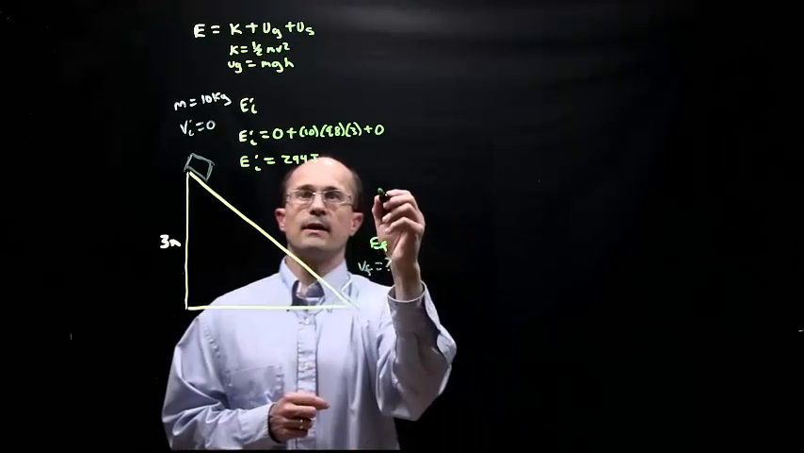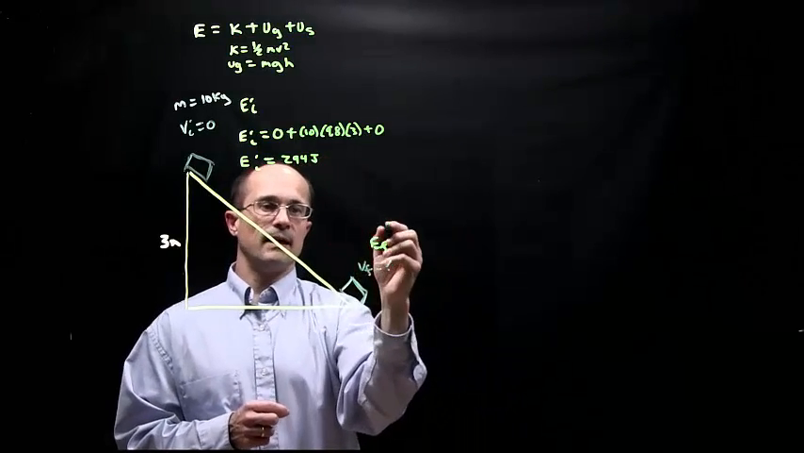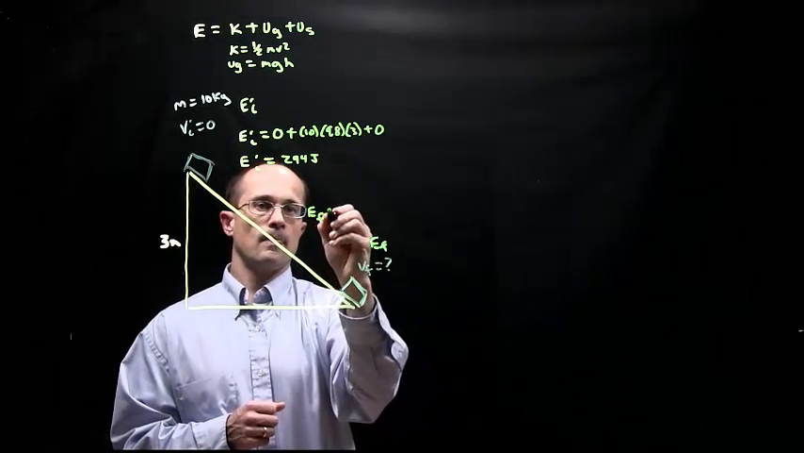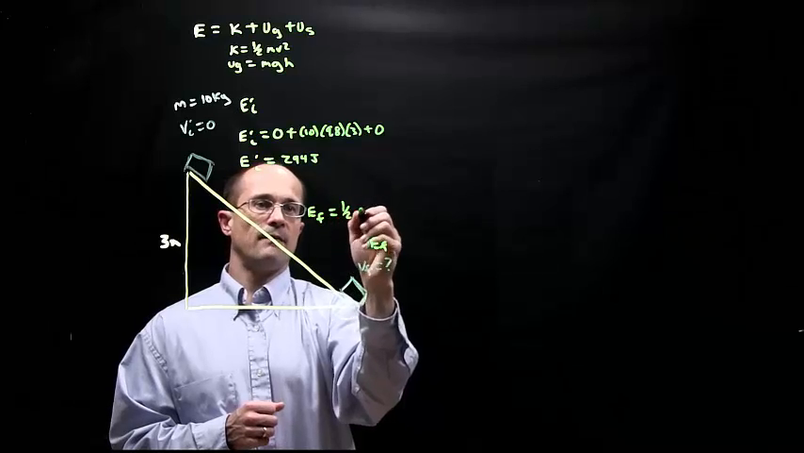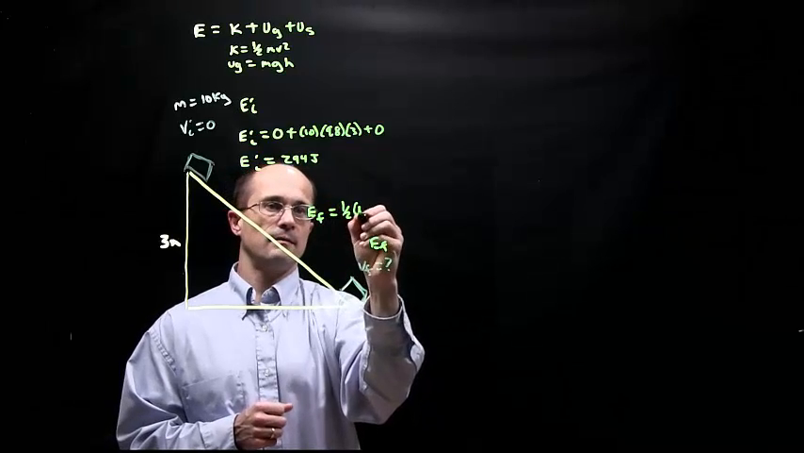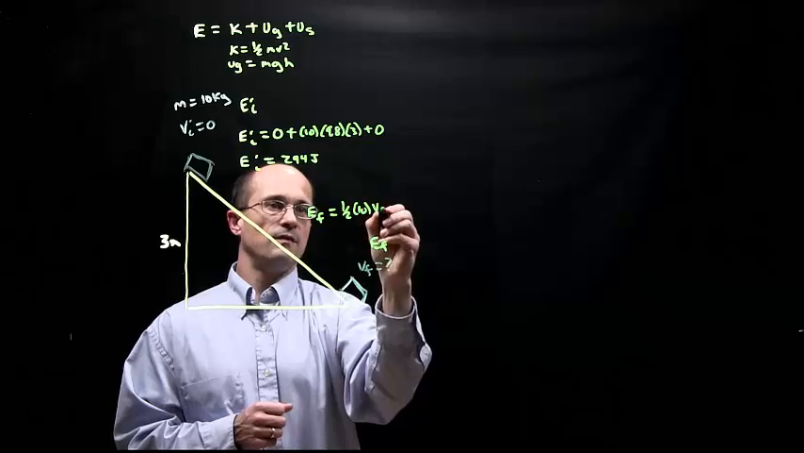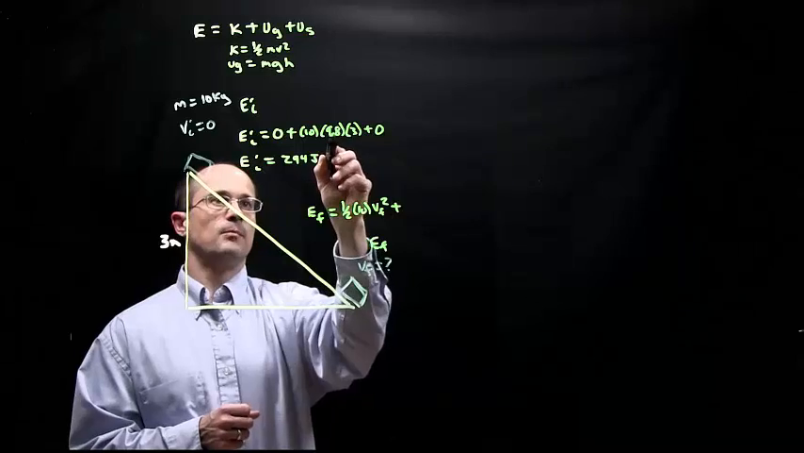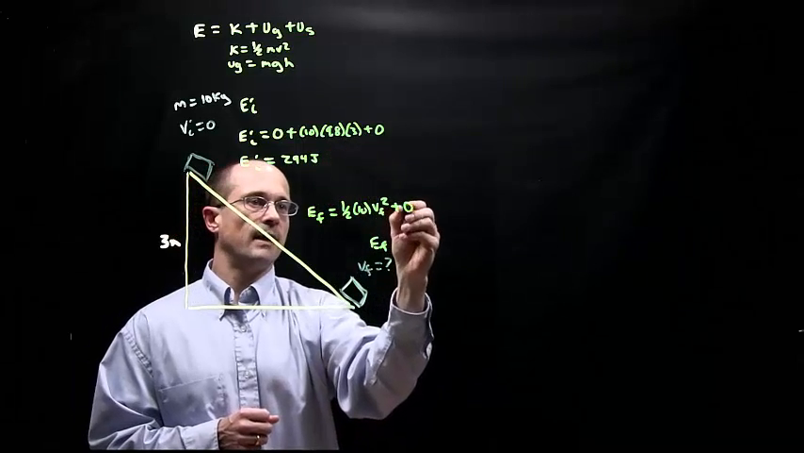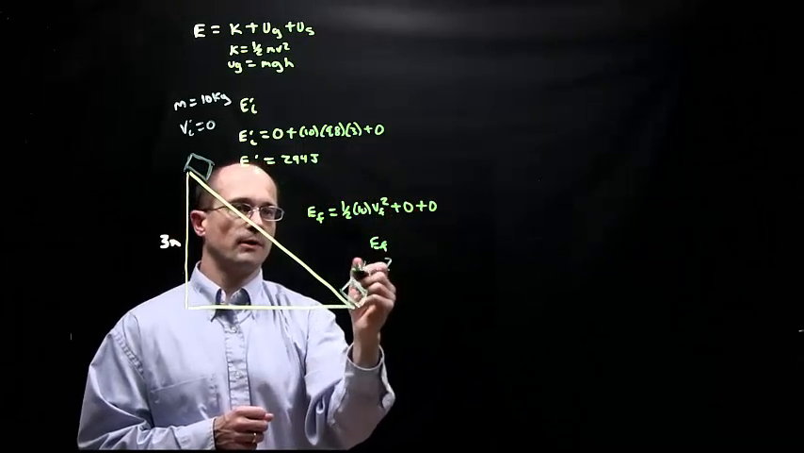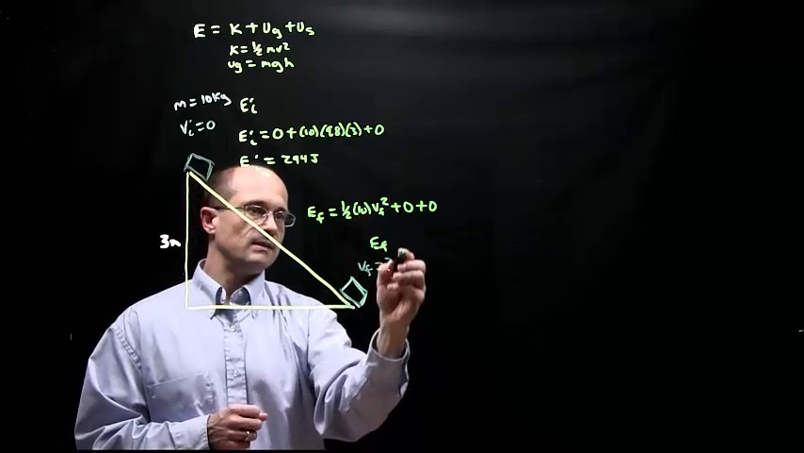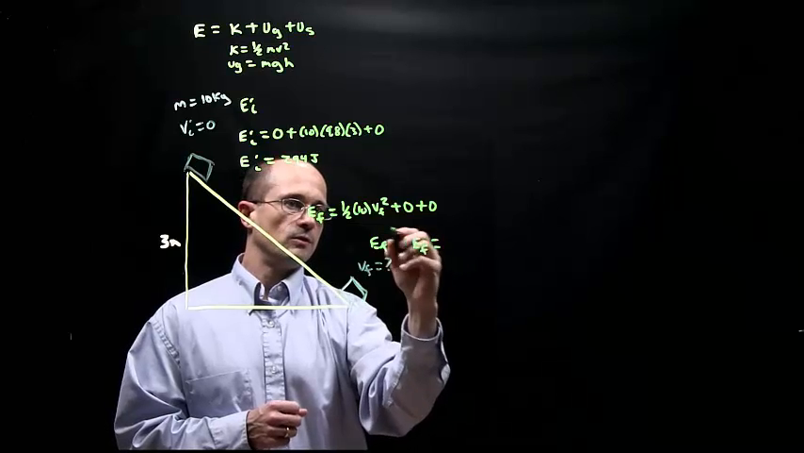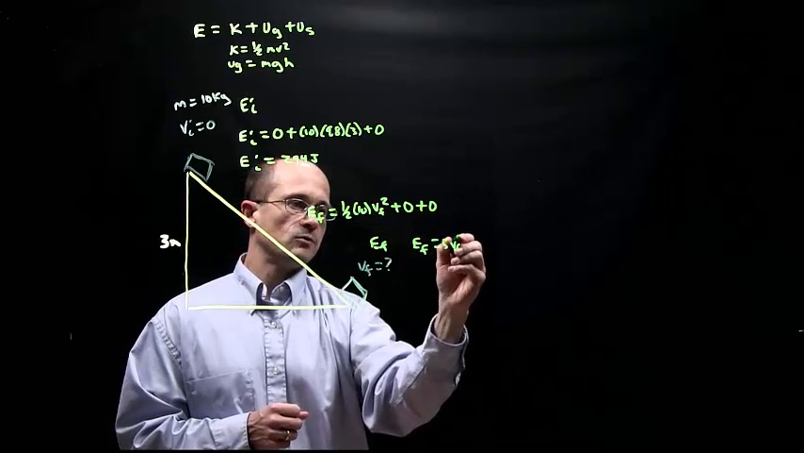And when we look at our energy final, what do we see energy final being? Well, it has some 1/2 m, which is 10, times v final squared, because we don't know v final. When our object is at the bottom, h is 0, so we have no gravitational potential and no spring. So what do we see? We see that E final is equal to 5 v final squared.